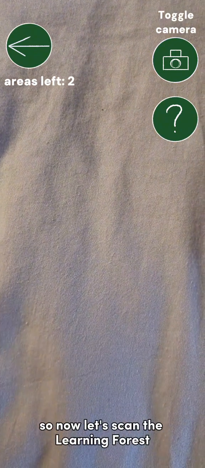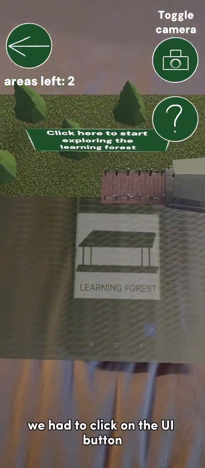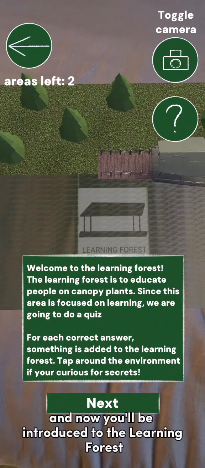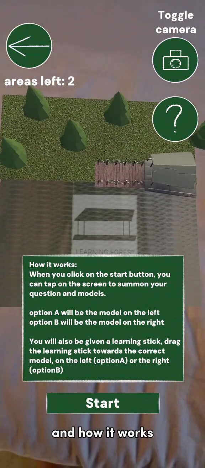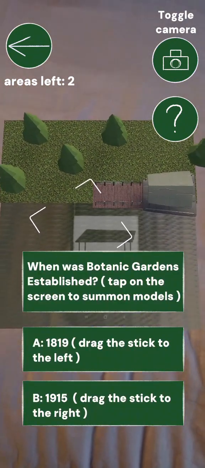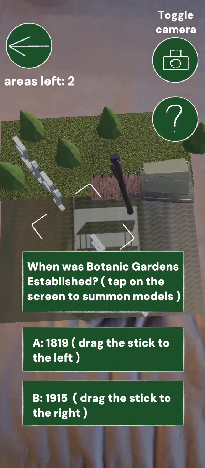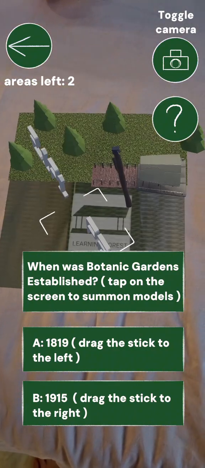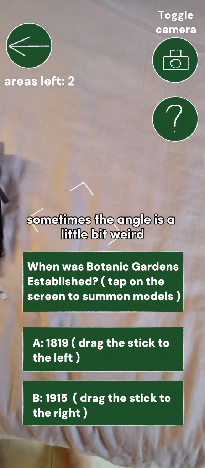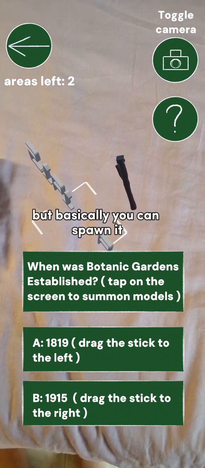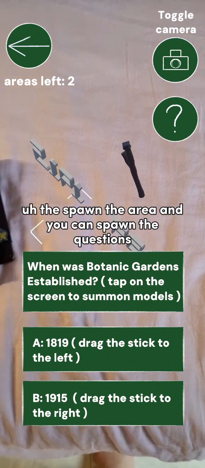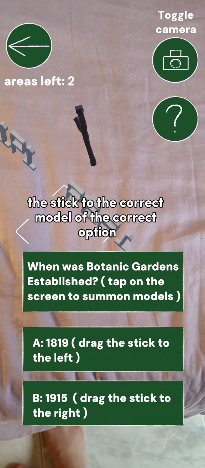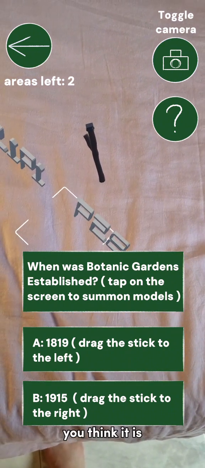So now let's scan the learning forest. First of all, like the rest, we have to click on the UI button, and now you'll be introduced to the learning forest and how it works. So it uses ground plane and airplane. However, sometimes the angle is a little bit weird, unfortunately, but basically you can spawn the area, and you can spawn the questions, and you have to drag the stick to the correct model or the correct option you think it is.